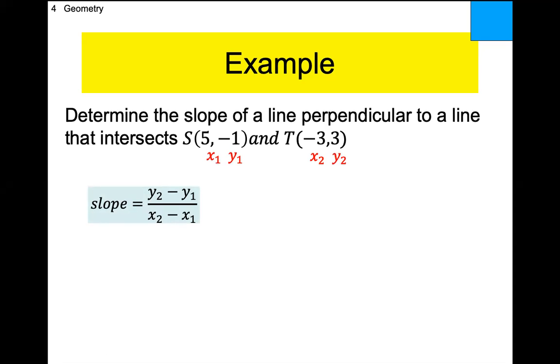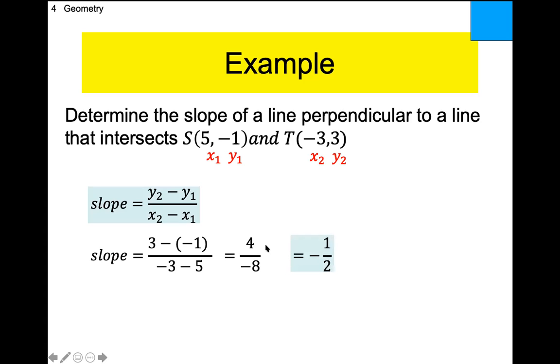The given line goes through point S and point T. So we find the slope of that line first. Remember, it goes x1, y1, not x1, x2. x1, y1, x2, y2. 3 minus minus 1 over negative 3 minus 5. We just did that one. We know the slope was negative a half, but you got to be careful.